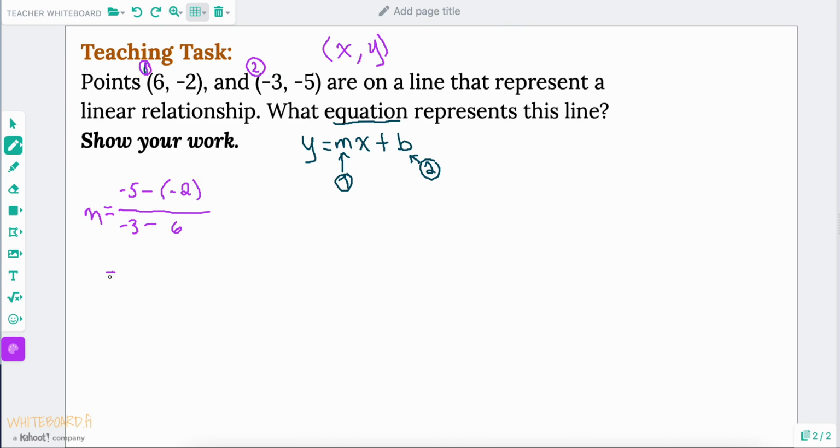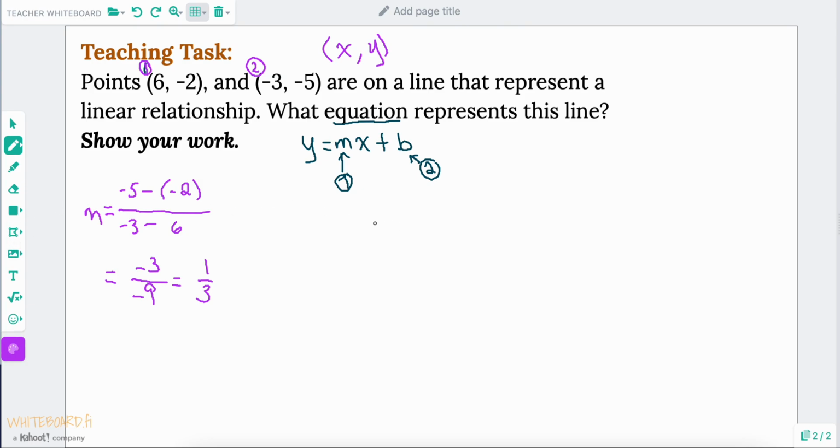So when you subtract this, -5 take away -2, you end up with -3. And then -3 take away 6 gives you -9. Now feel free to check that on your calculator. Know that when you simplify this, you end up with 1/3. Again, you can do that on your calculator, okay? So now we know what m is.